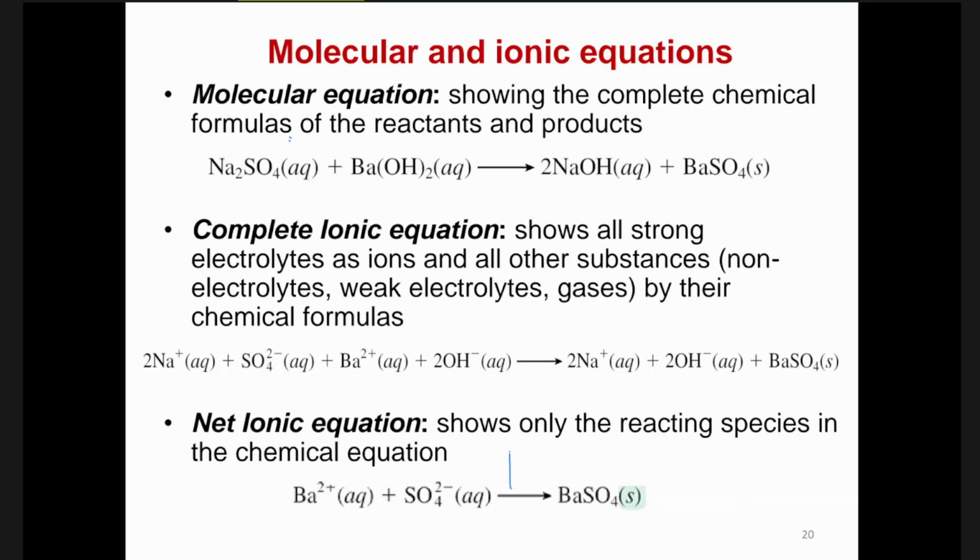OH minus as well stays in the solution after the reaction completes. So it means that it's not really involved in the reaction. It is a spectator, but not a reactor or reactant. So we remove all of these spectators. We have the final reaction, which contains only the reacting species really involved in the reaction, making barium sulfate precipitate. So we have the net ionic equation, containing only barium sulfate precipitation. Okay.